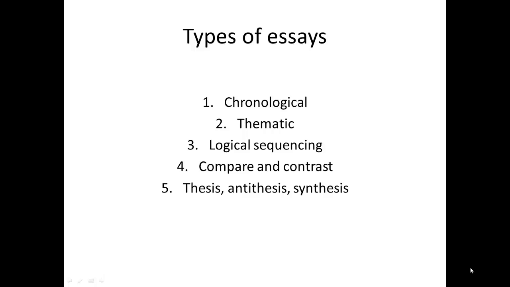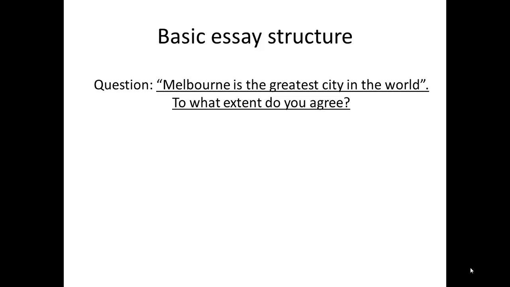In our last video, we looked at the basic structure of an essay. And in this video, we're going to look at some more complicated ways of organising ideas for an essay. So we've got 5 types of essay: the chronological, thematic, logical sequencing, compare and contrast, and finally, a thesis, antithesis, synthesis essay. So let's briefly review what the basic essay structure looks like.